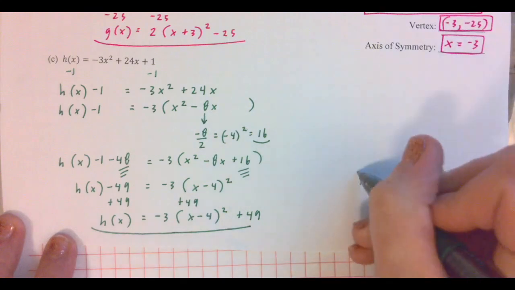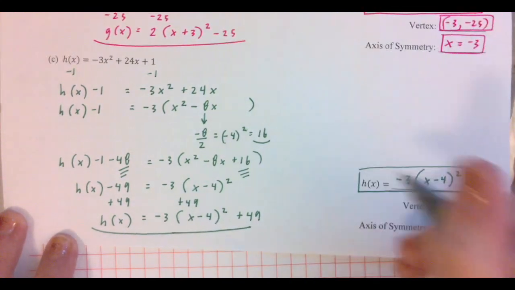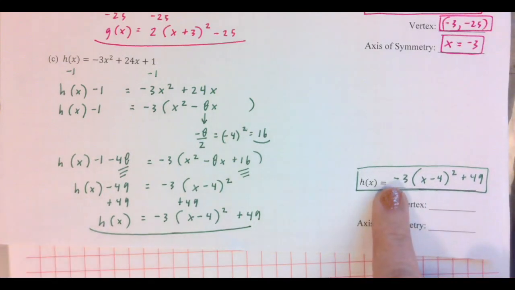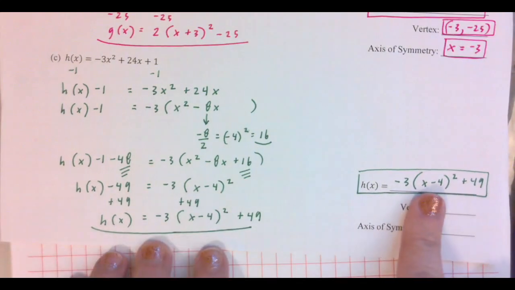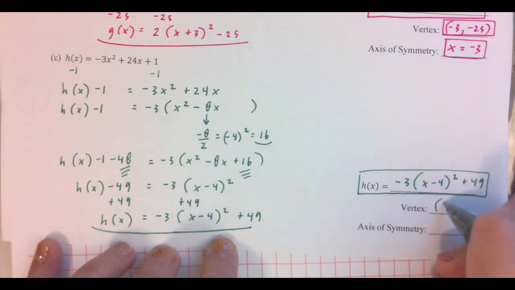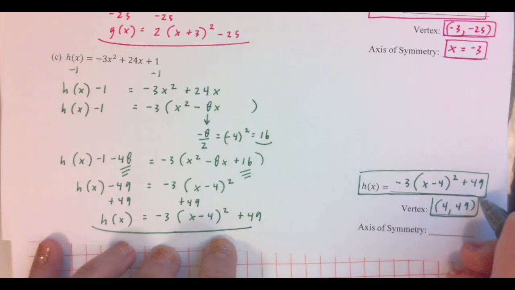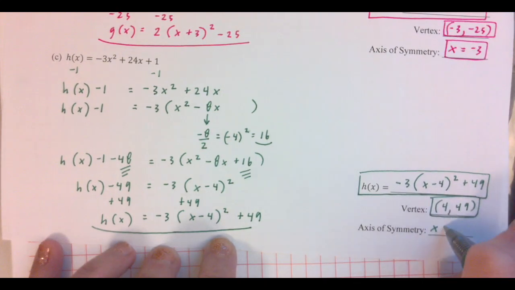So that's telling me in terms of the transformations that there's a vertical flip, right? It opens down, 4 right, 49 up. My vertex would be at 4, 49. And my axis of symmetry would be x equals 4.